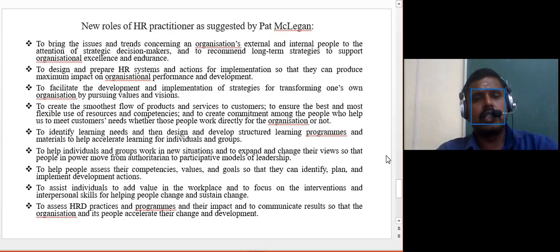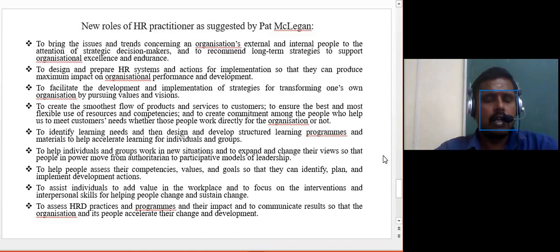So following that, what are all the new roles of the HR practitioner as suggested by Pat McLachlan? The first role: to bring the issues and the trends concerning an organization, external and internal, to the attention of strategic decision makers and to recommend long-term strategies to support organizational excellence and endurance.